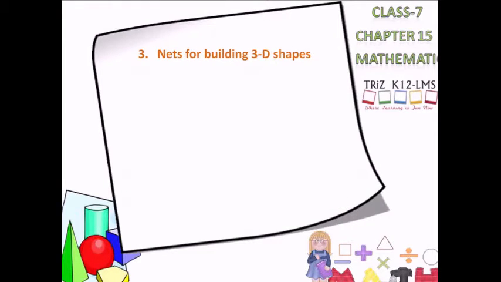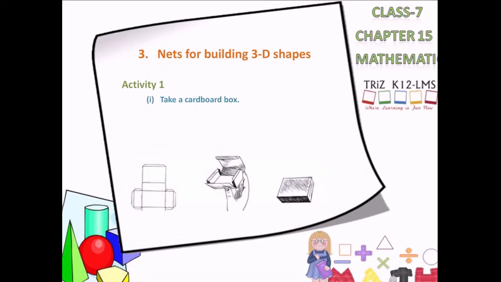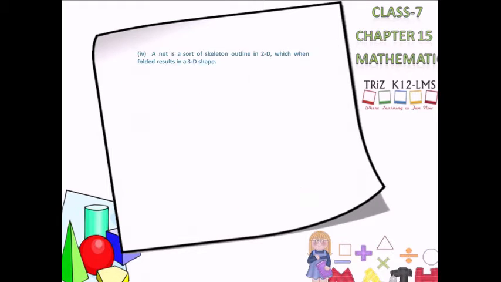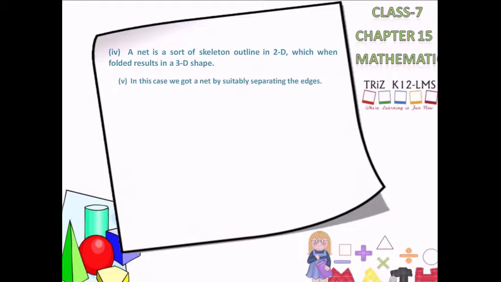Nets for building 3D shapes. Activity 1. Take a cardboard box. Cut the edges to lay the box flat. You have now the net for that box. A net is a sort of skeleton outline in 2D, which when folded results in a 3D shape. In this case, we got a net by suitably separating the edges.